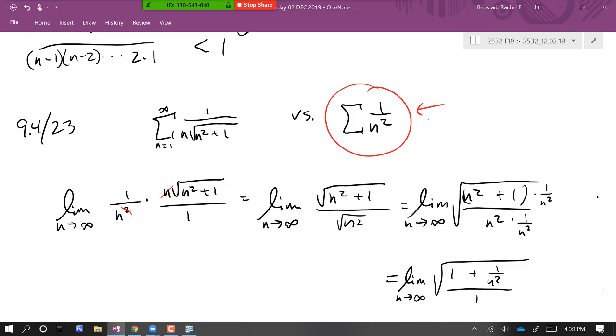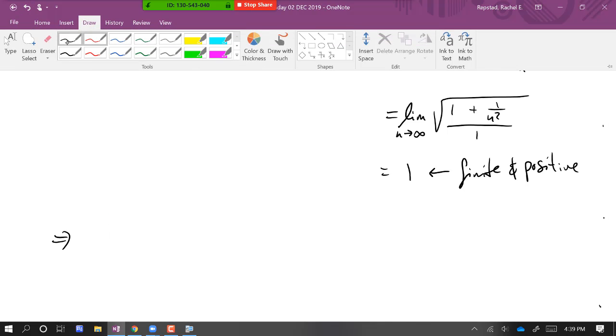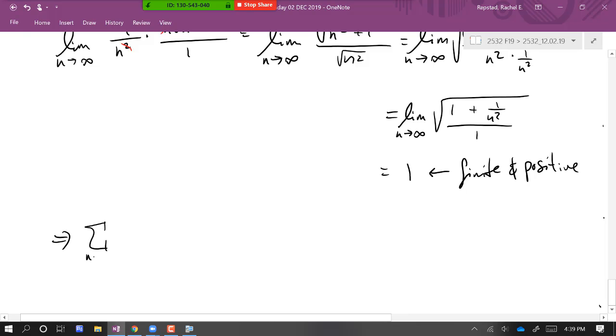Whenever we're doing a comparison test, we have to say what our comparison series does. Sometimes that requires work. What's really nice about the limit comparison test is that a lot of times you just compare to a p-series and there's no work to show that. This is a convergent p-series. And the way the limit comparison test works is that if the limit is finite and positive, then your series does the same thing that your comparison series does. So our series converges.